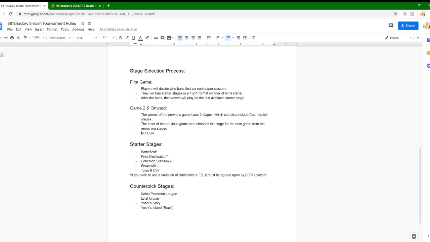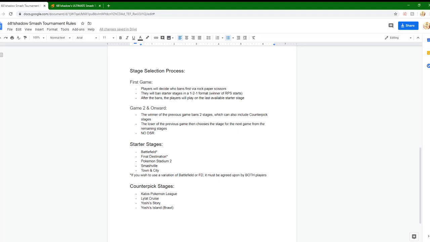And also, no DSR. DSR is a rule that is in some Smash tournaments called Dave's Stupid Rule. Basically, it means that if you win on a stage in a set, you cannot go back to that stage in that set. So we're not doing that rule. You're able to go back to a stage that you won on, assuming it's not banned. The only way you cannot go to a stage is if it's banned or if it's a counterpick stage for game one. But yeah, that's pretty much the rules.